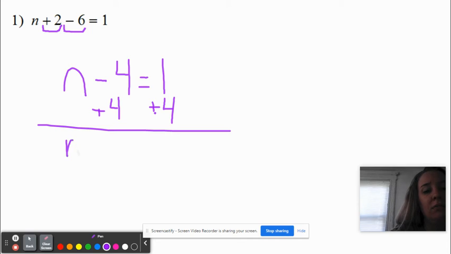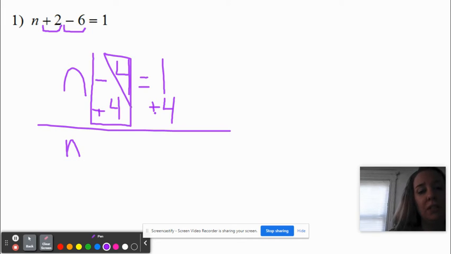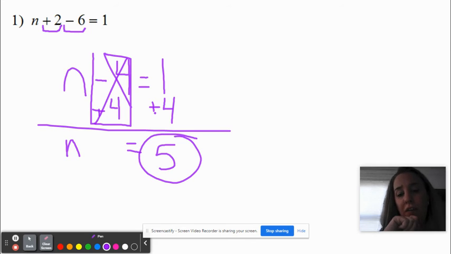The n comes down. -4 plus 4 is 0. That's why we did that. Equal sign comes down, and 1 plus 4 is 5. So your final answer is 5. If you're typing this into Edge Elastic, don't put n equals 5, just put 5.